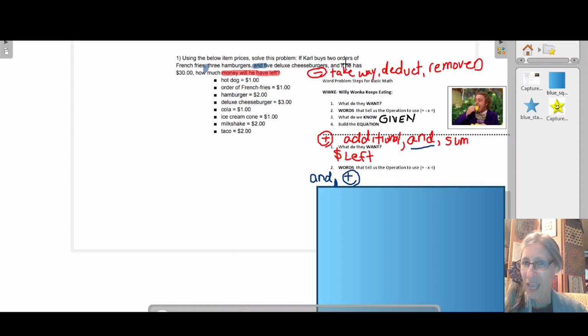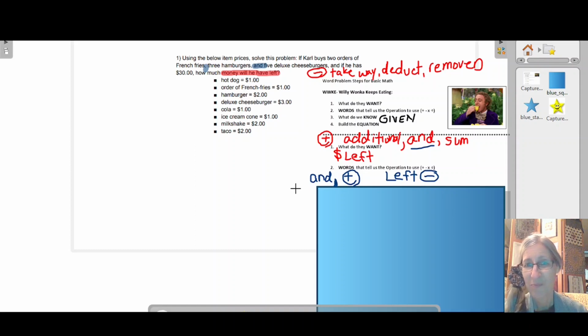If we read the last sentence, usually the last sentence where they ask what they want you to find, usually in that sentence you do get a kind of a tip off on an operation that you might have to use. Yes, the word left. The word left means you must have subtracted something because you have some money left over. Yes, so you must have done some subtraction.